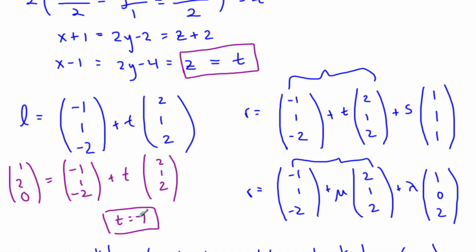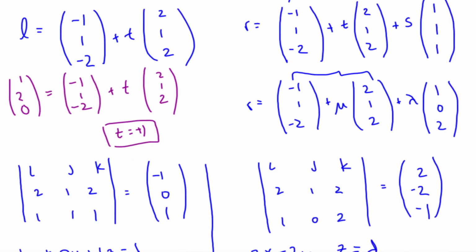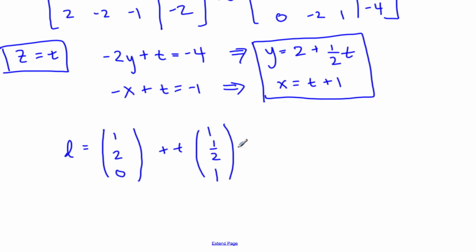Oh, sorry, 1. Sorry, not -1, 1. So -1 plus 2 will be 1. If I plug in 1 here again, I get 2. And if I plug in 1 here, I also get 2, or 0. Which means that they are the same line. Since they have the same direction and they both have this point, they're the same line.